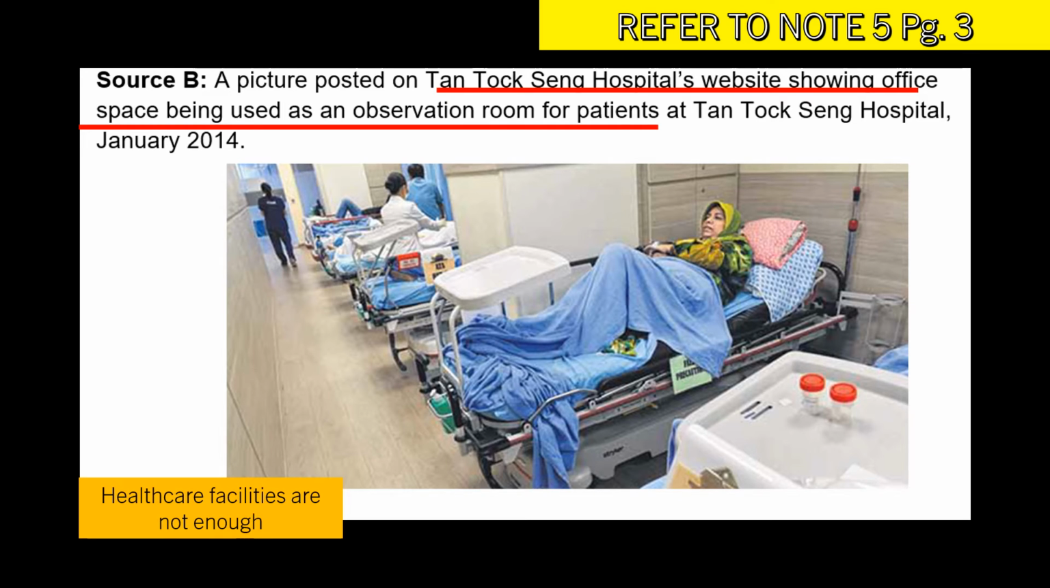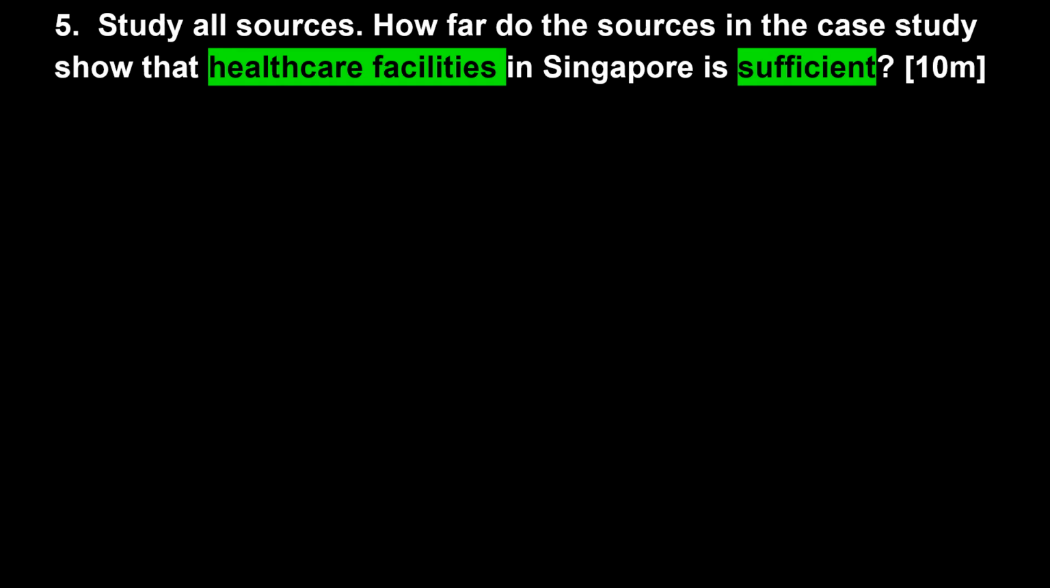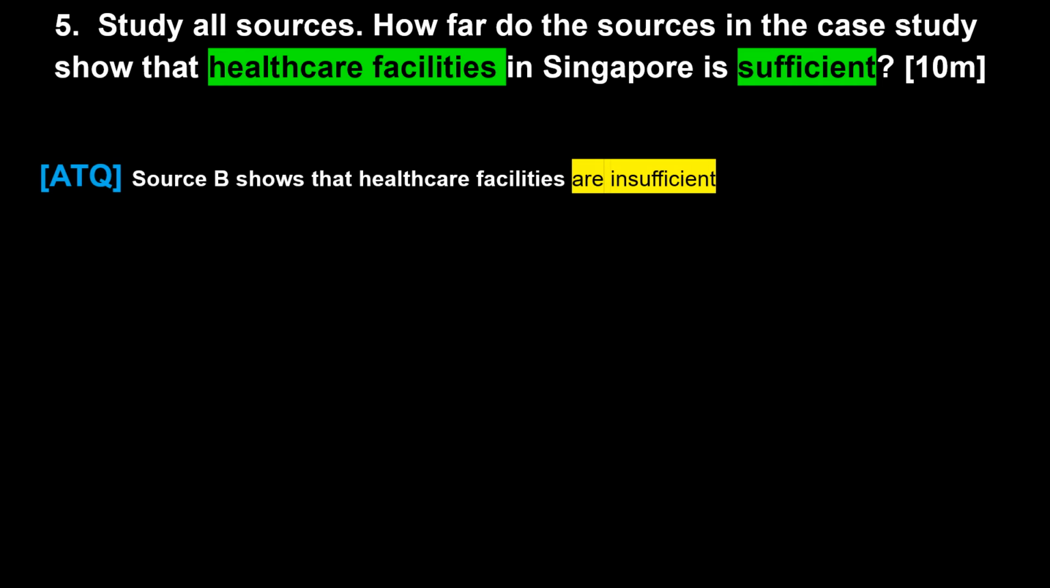Okay, so let's go back to the question. And when we look at the question, it says, all right, how far does source B just now in the case study show that healthcare facilities in Singapore is sufficient? All right, so obviously source B, I'm very sure you can answer the question straight away. It is insufficient. Okay, so please copy again the ones that are highlighted in yellow. All right, it is not inside your notes, so take a look at it.